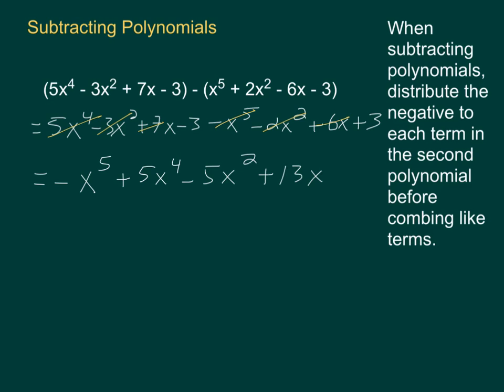And then with the constants, I'm left with minus 3 and plus 3, which actually cancel out, and so there's nothing left. So I will just leave this as my final answer. So I have negative x to the 5th plus 5x to the 4th minus 5x squared plus 13x. And that's my resulting answer.